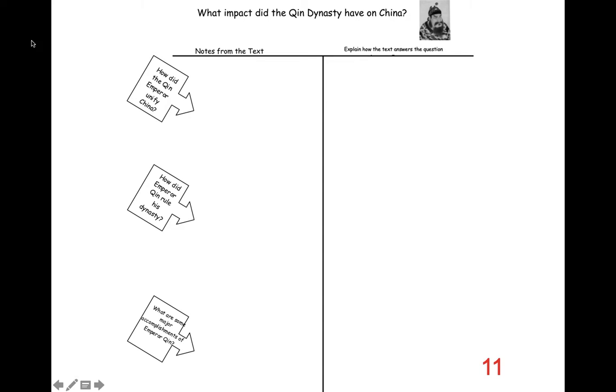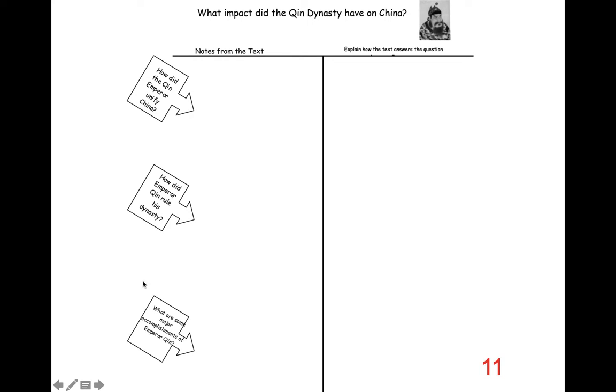So you're looking for how did Qin Emperor unify China? And you're going to specifically have text written here, directly quoting the text. And then in your own words, you're going to explain how does that text answer the question, how did Emperor Qin impact China, or what impact did the Qin dynasty have on China?